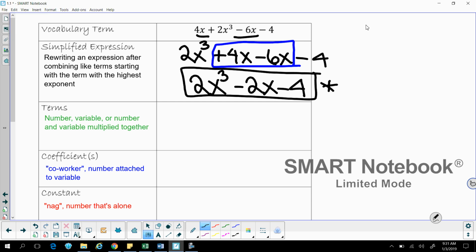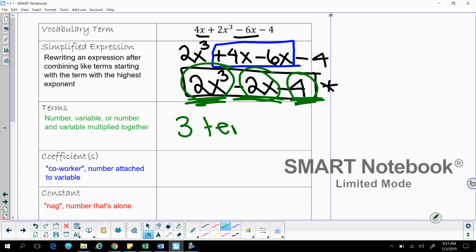All right, so the next thing we're going to go over is terms. Terms, all that means is they're just numbers and letters that are squished together. Or it could be just a number or just a variable or a letter. So right here, this would be considered a term. This would be considered a term, and that would be considered a term. So basically each little thing that's being added or subtracted is considered a term. So how many terms are there? 3. So you're going to just write 3 terms.